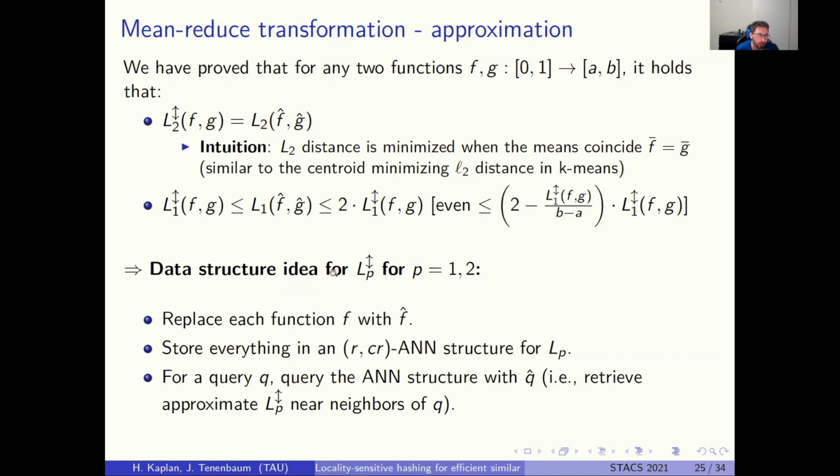The approximation schemes above give us a data structure for the vertical shift invariant L1 and L2 distances by replacing each function with their mean reduce, storing everything in a regular approximate near neighbor structure for the regular L1 or L2 distance. And given a query, simply query the approximate near neighbor structure with the mean reduce of the query. This scheme fetches data functions for which the mean reduce is near the mean reduce of the query, which by the approximation above means that the vertical shift invariant distance of the functions is low.